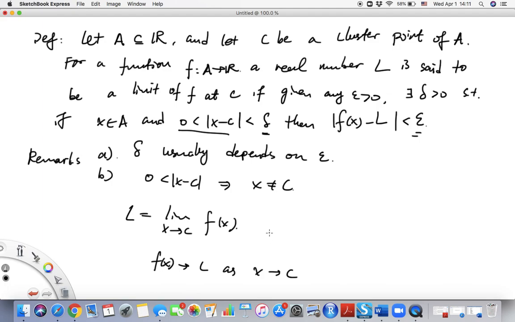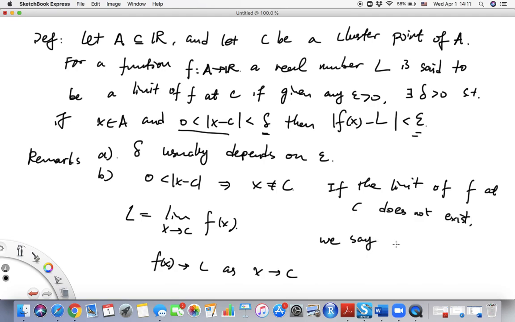Okay, so if the limit of f at c does not exist, we say that f diverges at c. Okay. All right. So that's the definition of limit of functions. I'm sure you are all familiar with this.